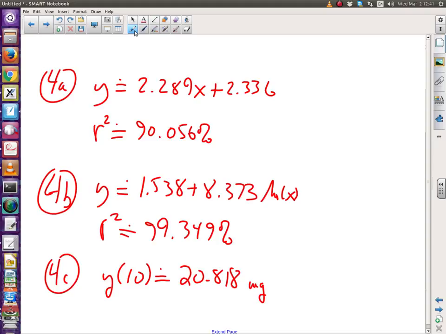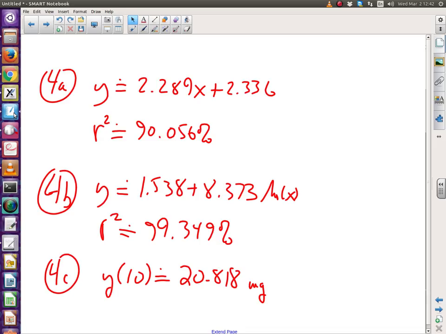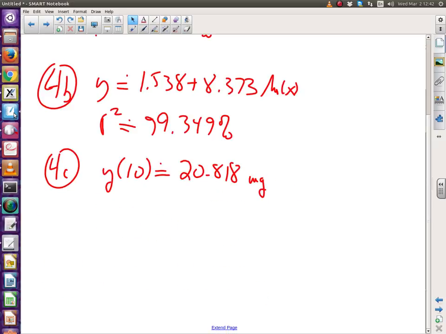Now look, if you jump to part E for a second, it says interpret the results in 5C to 5D. You see choice 4E? That's a typo. It should say interpret your results in 4C and 4D. Now actually, I don't really care if you do 4C and 4D, just give me one of them. What is this asking? It's asking for you to say in English what your answer means, what your numbers are. Okay? So say in English what y of 10 equals 20.818 milligrams means. Just write it in English, okay? So, how are we going to do this?